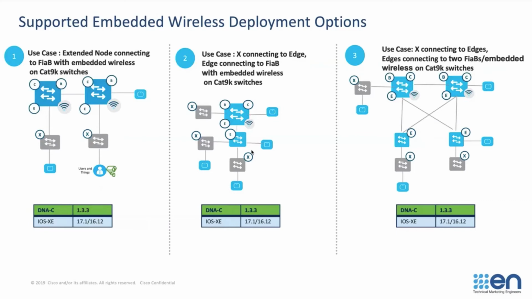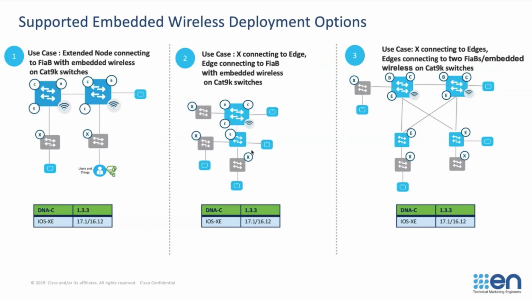In the next deployment model, you can see we can connect the extended nodes directly to the Fabric in a Box, where the extended node is directly connected to the FIAB, which in turn connects to an AP. We started supporting this with IOS XE 17.1 and 16.12 with DNA Center 1.3.3.